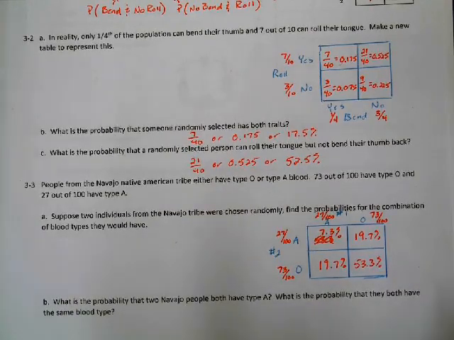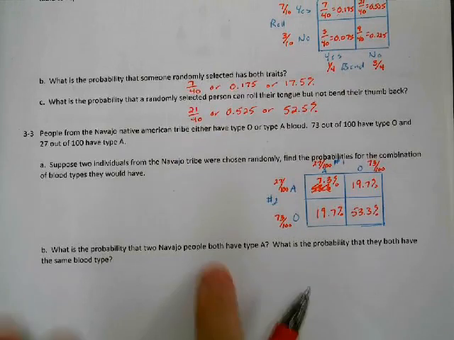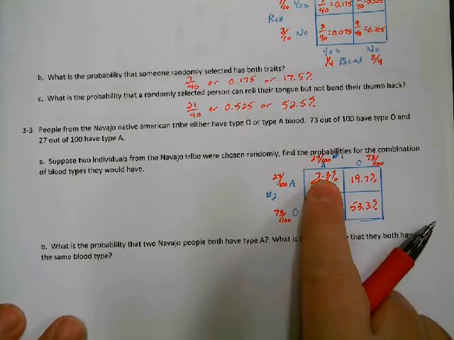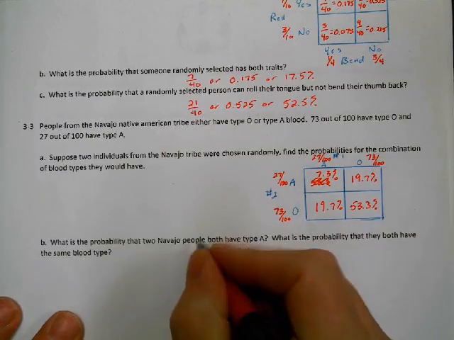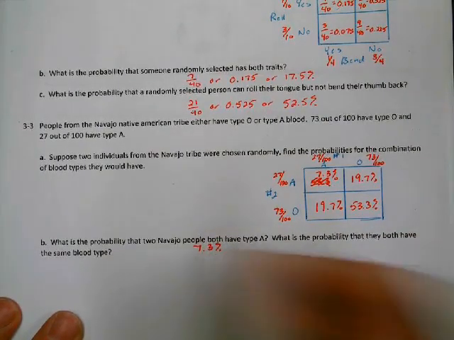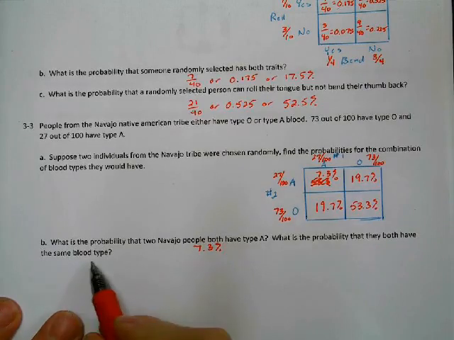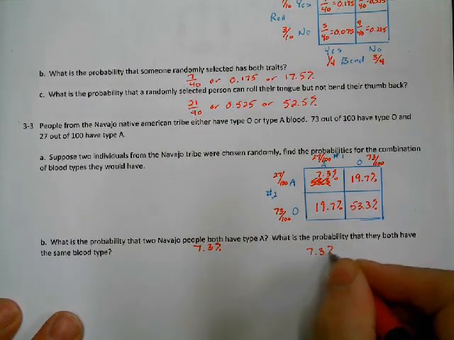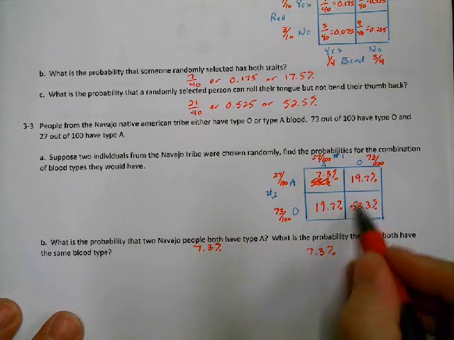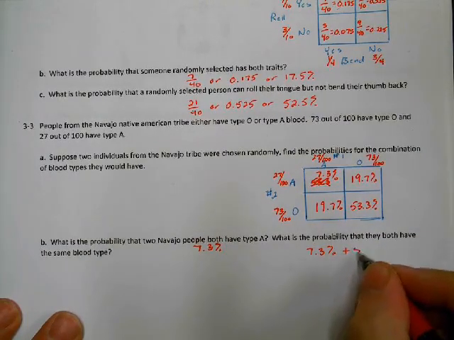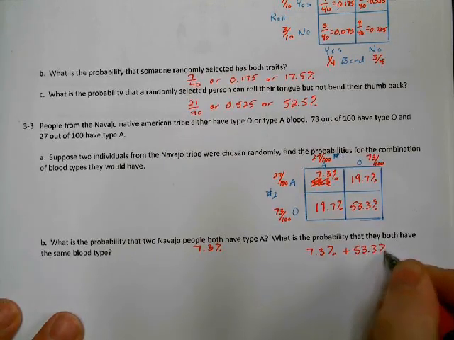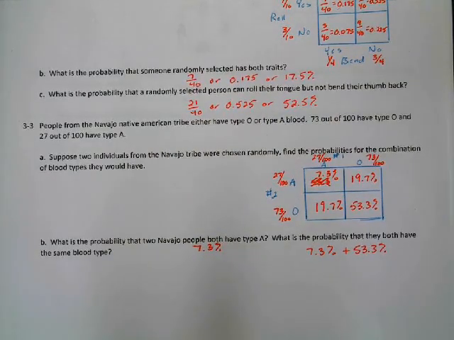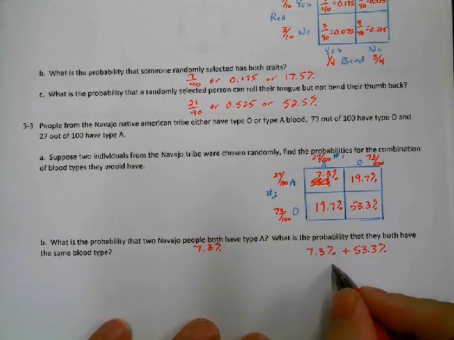What is the probability that 2 Navajo people both have type A? That's right here, 7.3%. What is the probability that they both have the same blood type? Well, that's 2 different situations. They can both have A, that's 7.3%, or they can both have O, which is 53.3%. So if we're taking 2 different parts of our sample space and we want to know what they are combined, we would just add these 2 probabilities together, and that would come out to 60.6%.